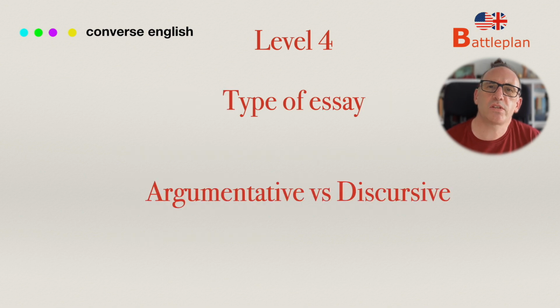In terms of types of essay, if we think about academic writing, what you may have done at university, there are two main types that get done at university level. These are argumentative and discursive. There are others, but those are really the main ones that get done. And so we need to think which one do we need to do for the level 4 writing? Now, what is the difference?